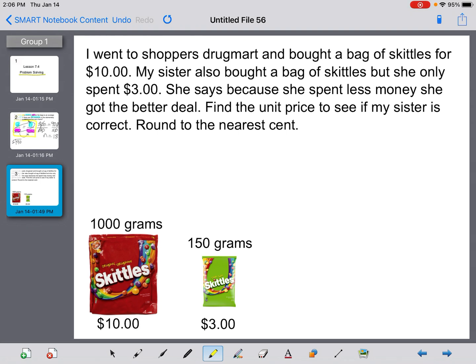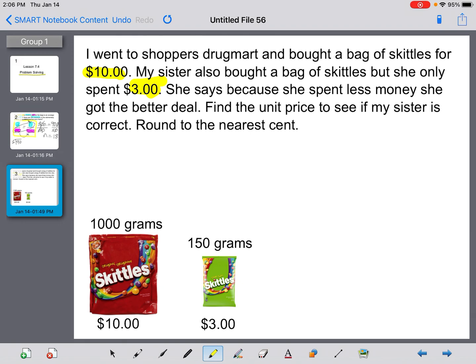So let's pretend I went to Shoppers Drug Mart and I bought a bag of Skittles. And I bought this bag of Skittles and it was only $10. But my sister walked there the next day and she only spent $3. And she says to me, she spent less money, so she must have gotten the better deal.